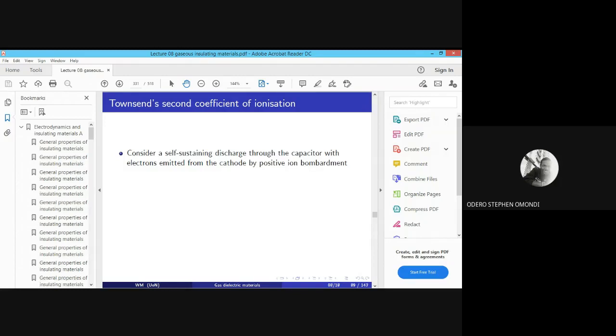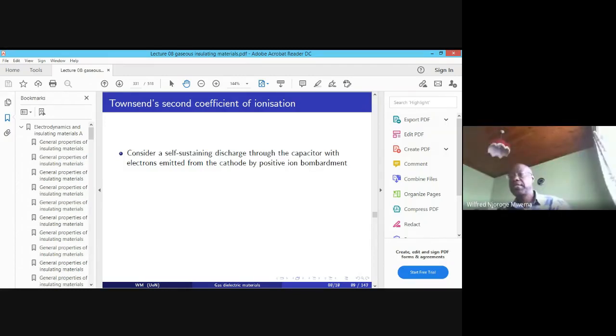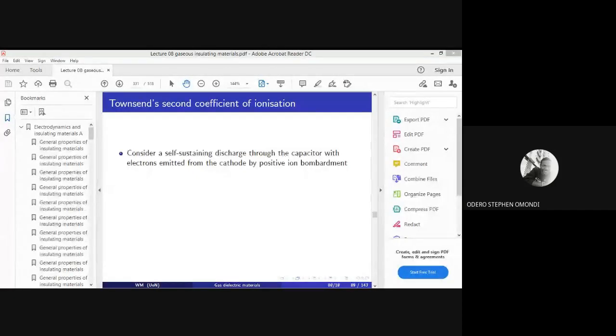Excuse me, sir. I'll take the opportunity. I have a question. You had mentioned that nitrogen is used in transformers. Does it also oxidize? Let us ask.